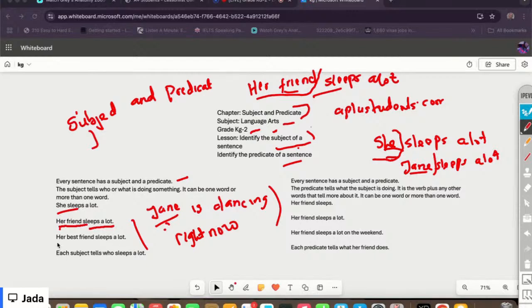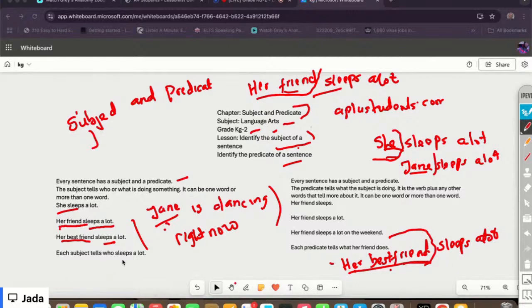Okay, so we also have her best friend sleeps a lot. So you could have her best friend. Now, this is three words, right? Her best friend, right? So it could also be one word, two words, or more than one word. But this her best friend here is the subject. Because if I ask you, oh, who sleeps a lot? You would say her best friend.